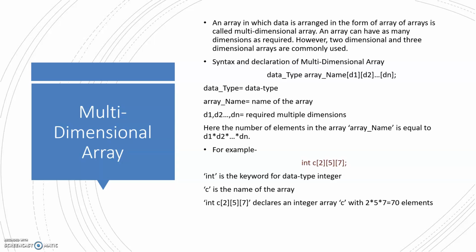Multidimensional array. An array in which data is arranged in the form of an array of arrays is called a multidimensional array. An array can have as many dimensions as required. However, two-dimensional and three-dimensional arrays are commonly used. Syntax and declaration of a multidimensional array is shown. Pause the video to look over the syntax and example.